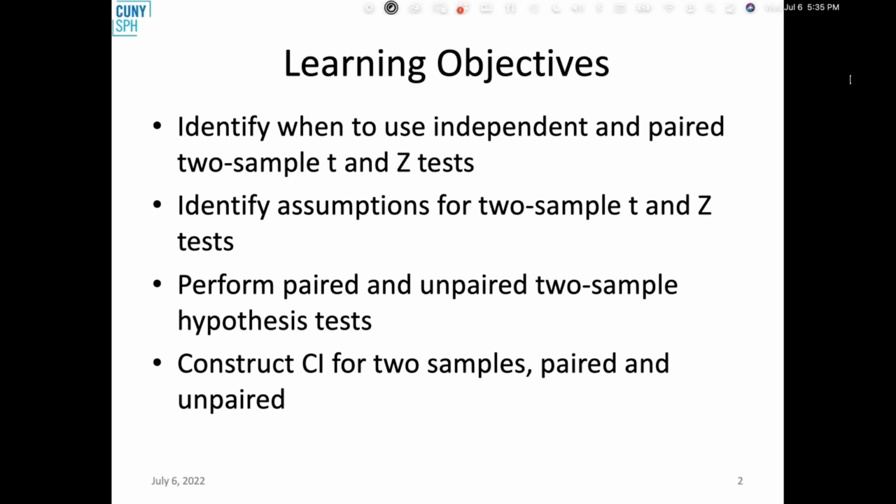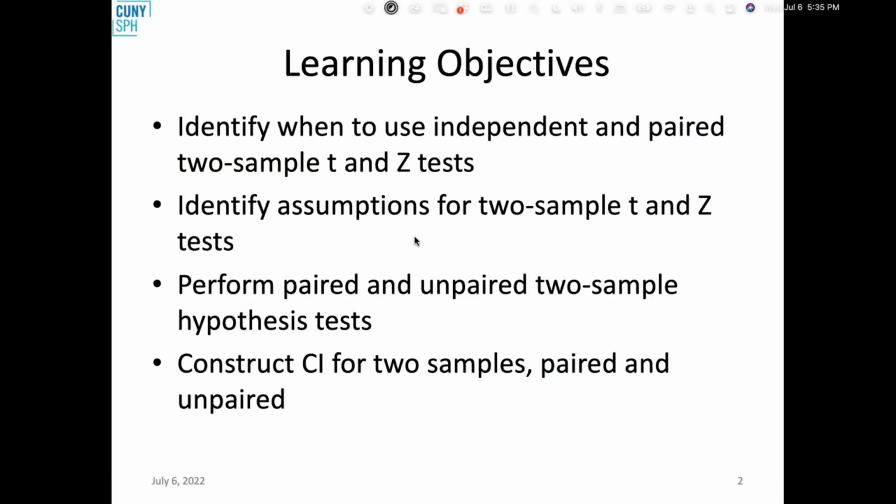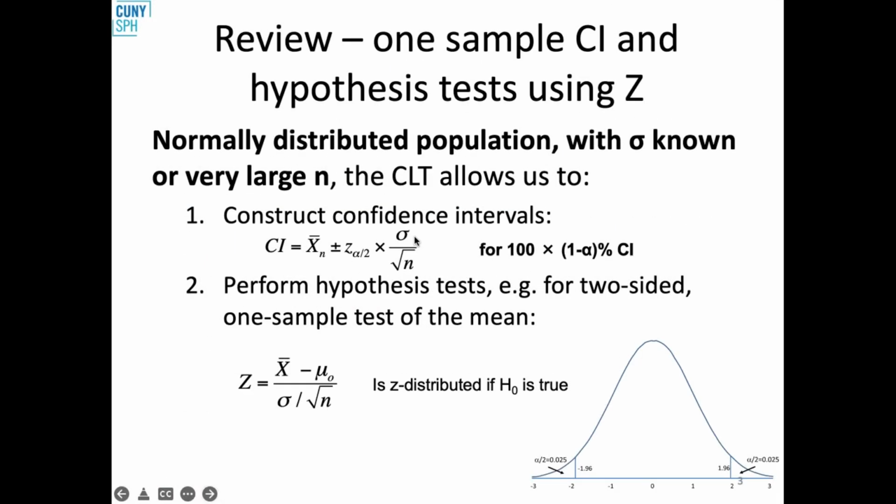Okay, so let me get this to advance, assuming it hasn't crashed. There we go. Okay, so let's talk about a single sample confidence interval. We're taking a single, let me just check. At the end of the session, if we have time, I'll go back over some of the stuff.